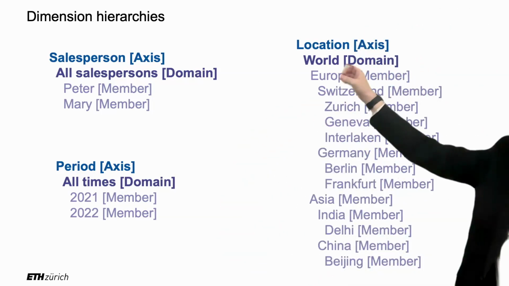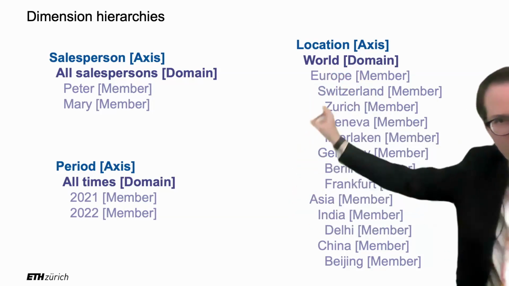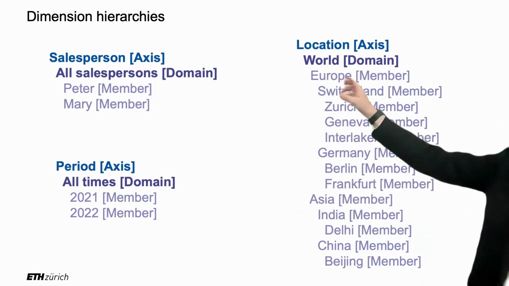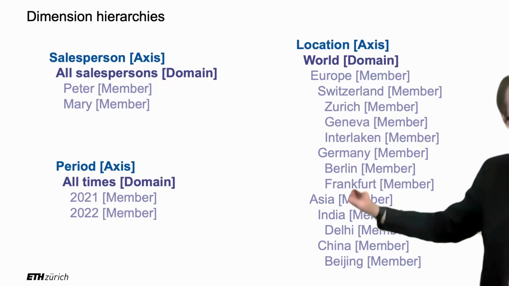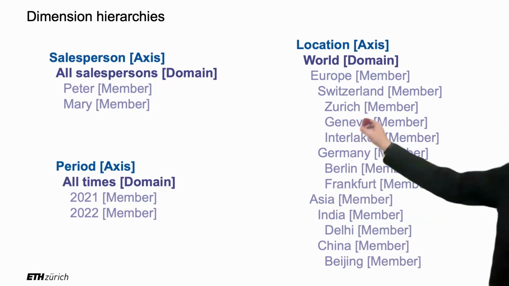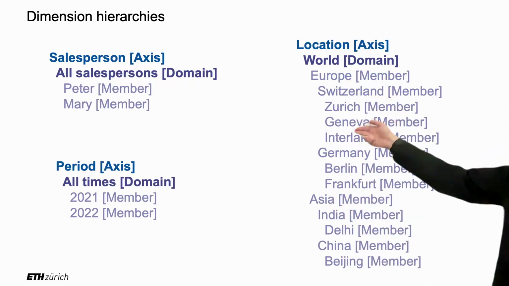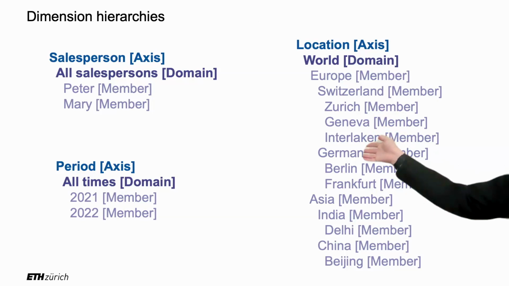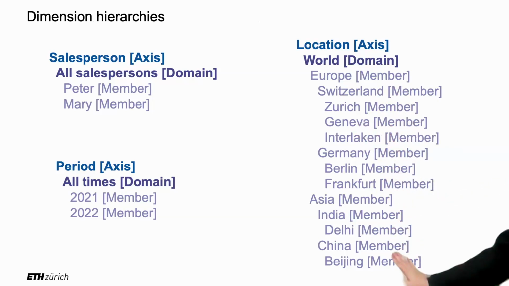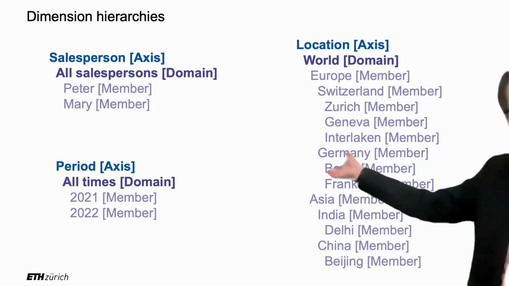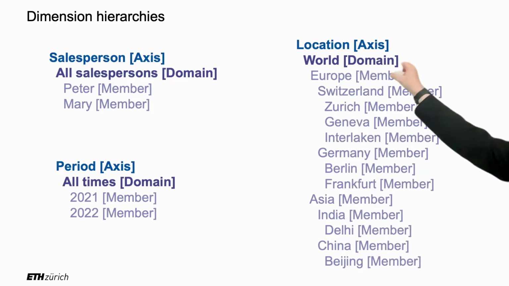I have the whole world. Then below the world, I have the continents, Europe and Asia here. Then in Europe, you have the countries, Switzerland, Germany, and others. In Asia, you have India, China. In Switzerland, you might have Zurich, Geneva, Interlaken. If I directly put Gemeinde, you could have the cantons in between. But this is a hierarchy. That is very important, right? And that hierarchy, all at the top, has a whole domain.